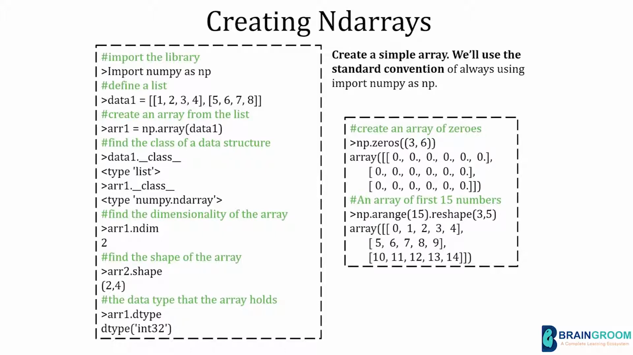And if you want to create a zero array, np.zeros of 3 comma 6 gives 3 rows and 6 columns. Once we have created any array, we can reshape it whatever way we want, with as many rows and columns as we want.